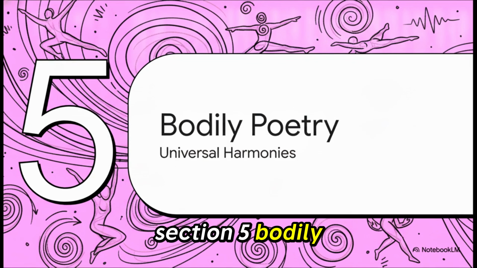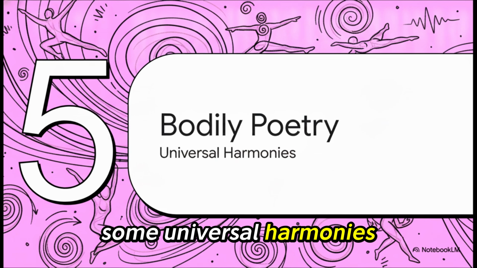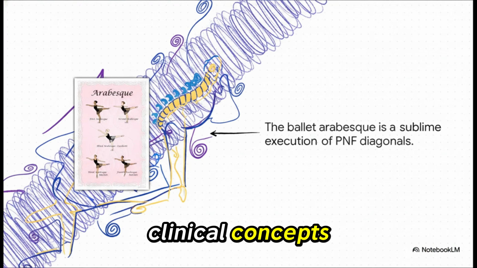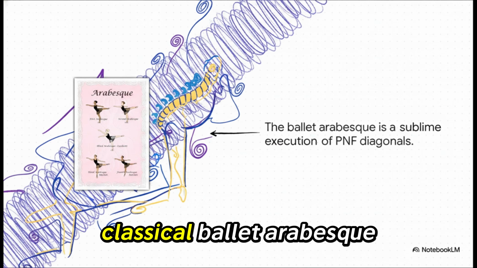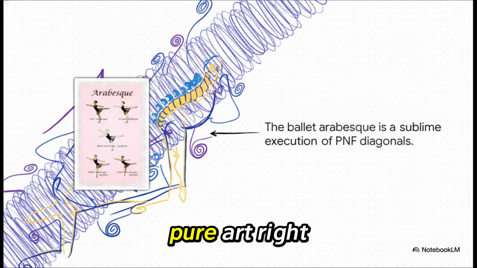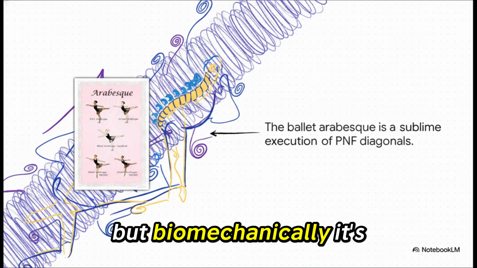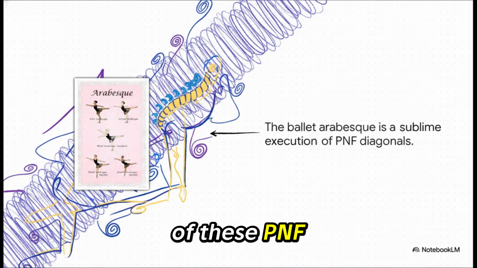Section 5. Bodily poetry, art and sport. Let's look at some universal harmonies. Let's take these clinical concepts and look at the visual poetry of elite human performance. Look at the classical ballet arabesque. It looks like pure art, right? But biomechanically, it's a sublime execution of these PNF diagonals.